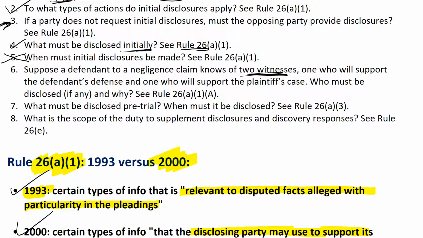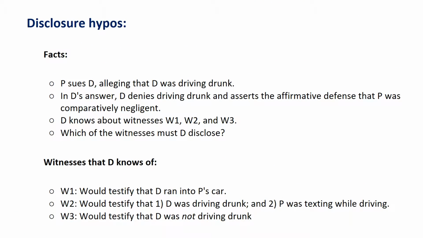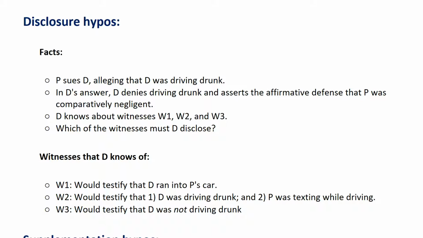Two witnesses, one who supports the defendant's defense, and the other one that will support the plaintiff's case. Which must be disclosed and why? Well, the quick and easy answer is you only have to disclose the one that will support your own case. The defendant has to disclose the witness who will support the defendant's defense and not the one who will support the plaintiff's case. But let's come up with some more interesting and difficult versions of these hypos.